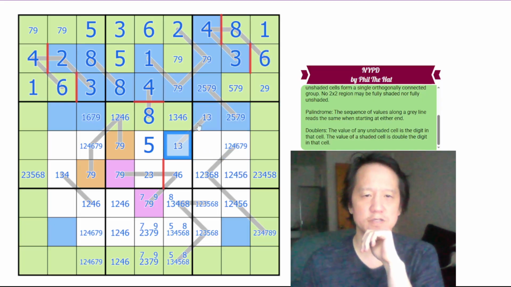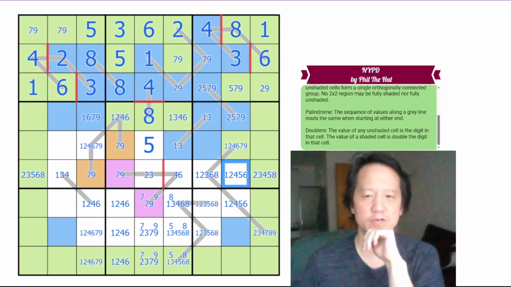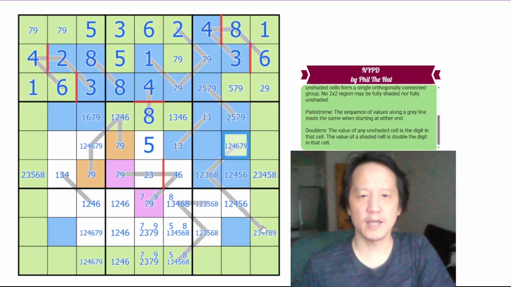Which means this is a cross blue, so this must be blue, which makes this green, because this 2x2 area would be all blue otherwise. This 2x2 area is all green so far, so this is blue. This cross blue means this is blue. Since this is blue, this is green and green, so these must match.